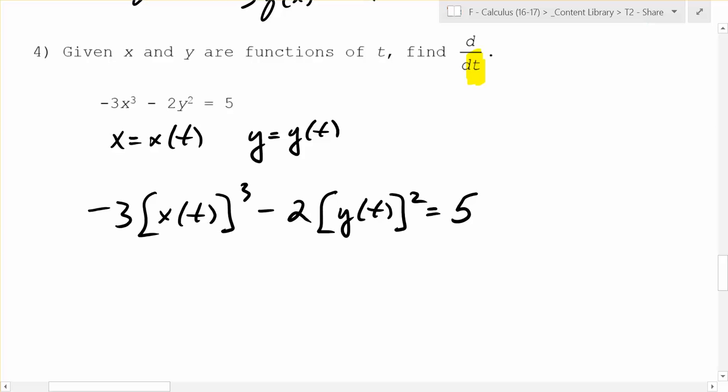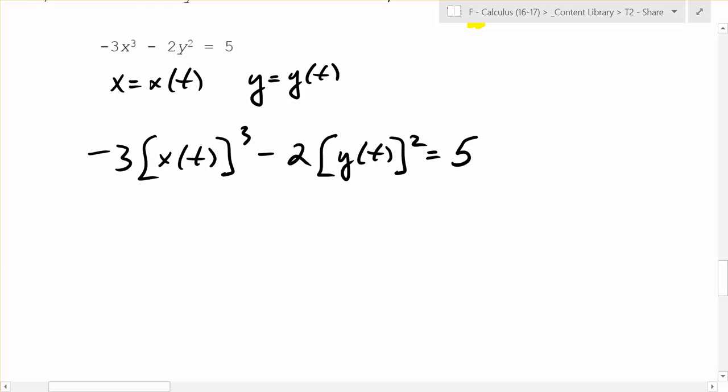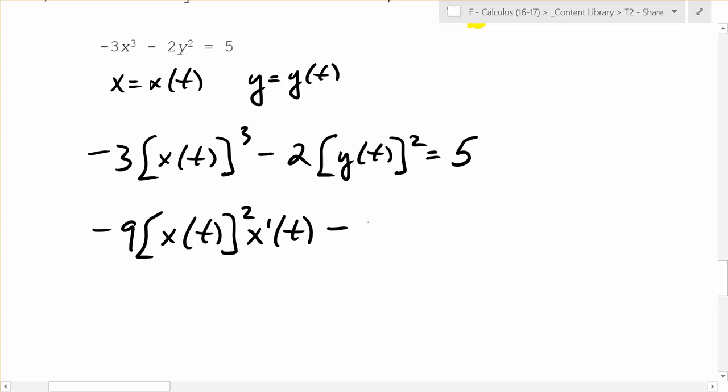Let's take the derivative now in terms of t. Let's do the first. Natalie, do the first one for me. What do I do first? What do I drop to the front? So what does it become? Negative 9 times x to the what, times what? X prime. Yes. Minus 4, y prime. Not y prime yet, you don't change it yet. To the 1, times what? Y prime. Equals what? 0.